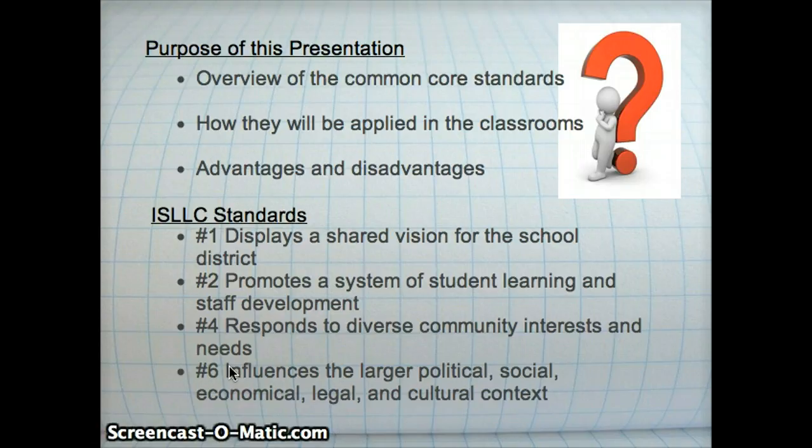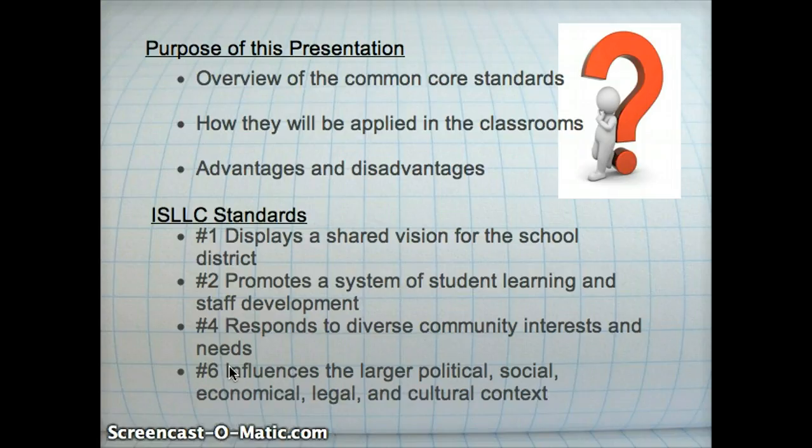Number 4, responds to diverse community interests and needs through the research that's been done to create these Common Core standards. The research has been extensive throughout the country and the world for the best common practices and the best standards used, so therefore responds to the diverse community interests and needs.